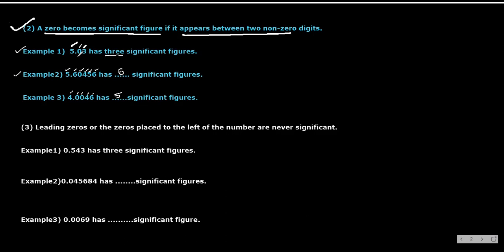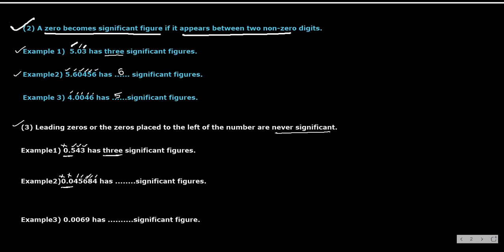So see here, next rule: leading zeros, or the zeros placed to the left of the number, are never significant. So see now, this is which side? Left side. Right? So is this significant? No, but this is significant. So this is not significant, but this is significant. That's why how many significant figures? Three significant figures. Now here you see, these two are on the left. So is it significant? No. This is significant? No. This is yes, yes, yes, yes, yes.